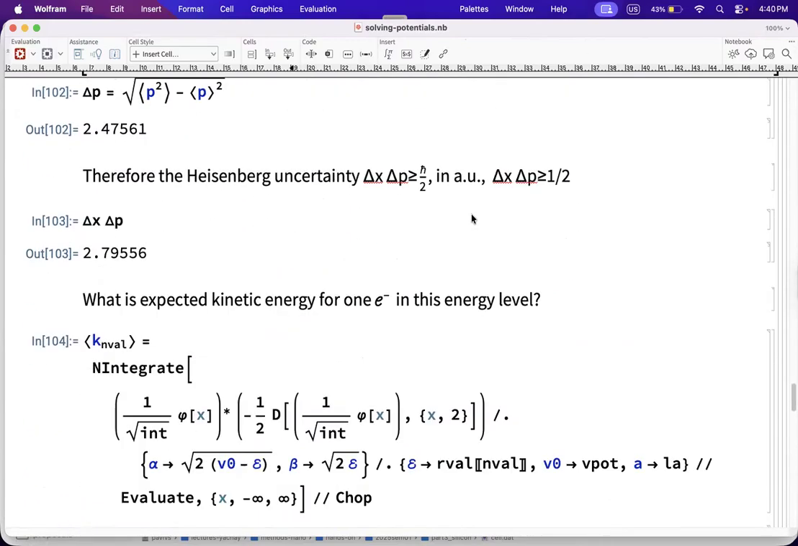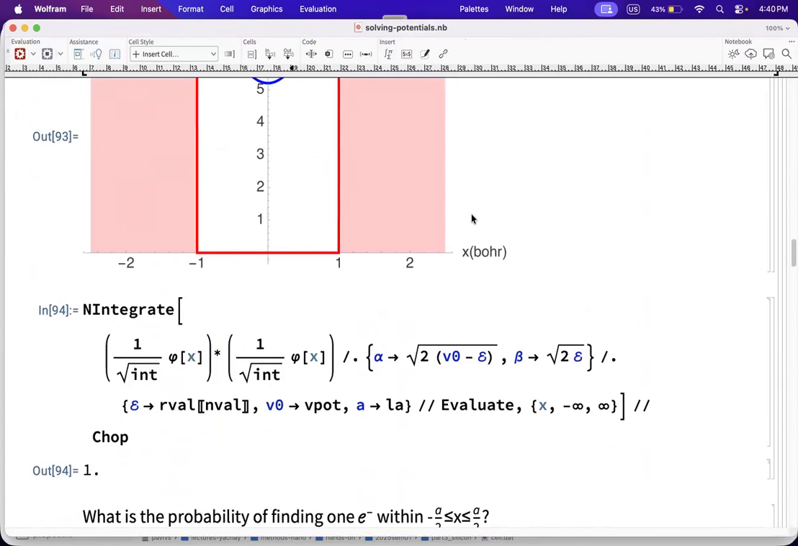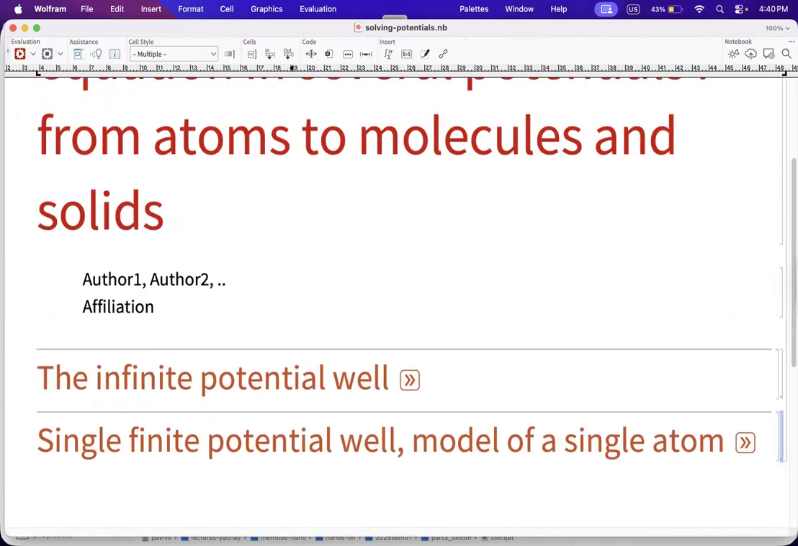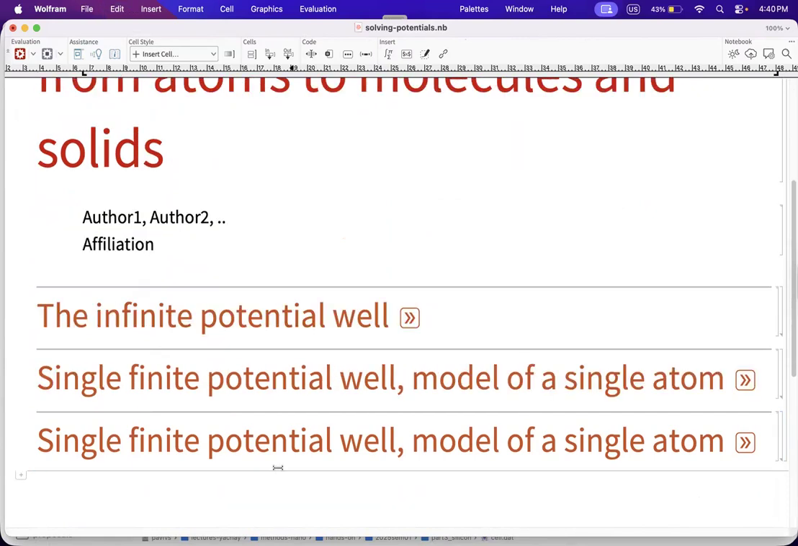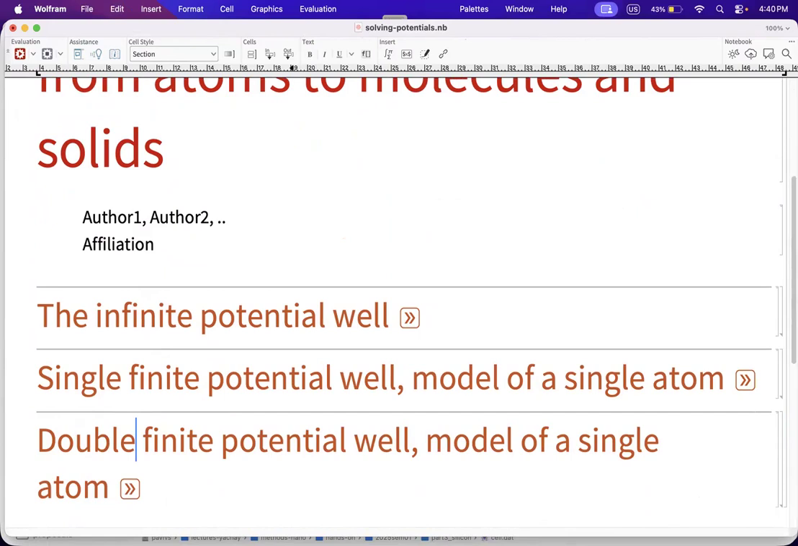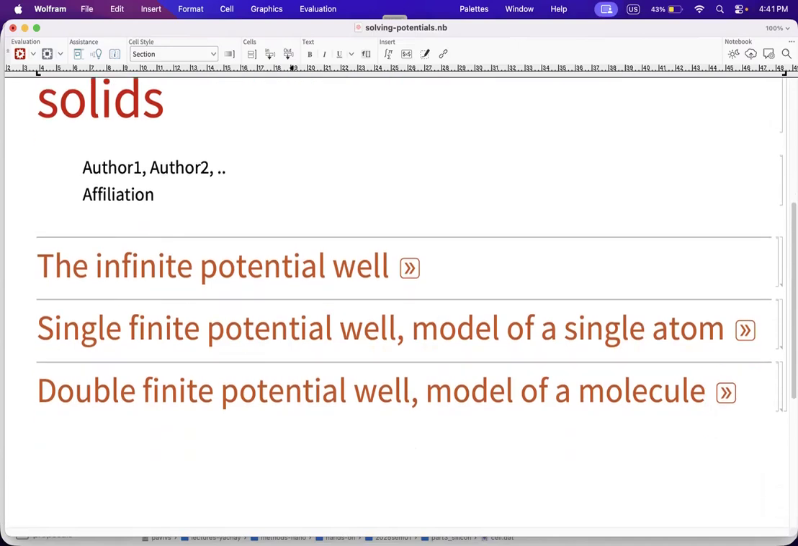So now we're going to do the case of the two atoms together. I'm going to copy this, please. I'm going to put the double finite potential well model of a molecule. This is the model for a molecule.